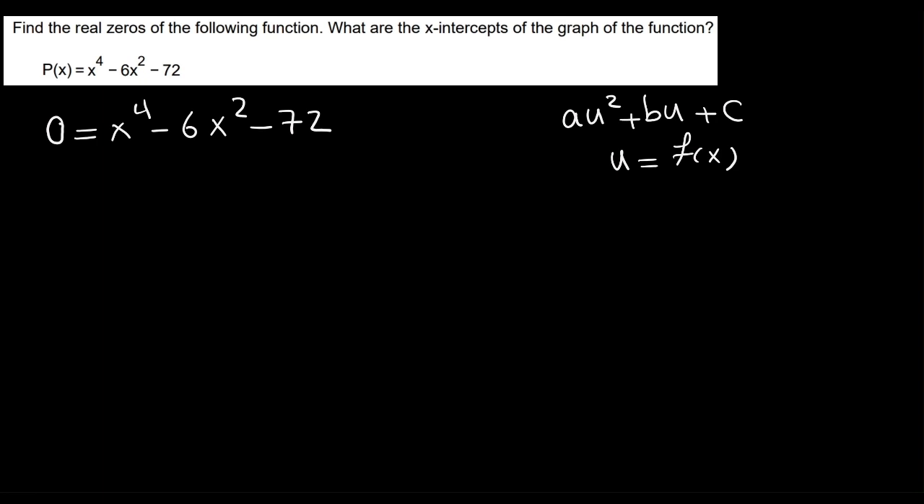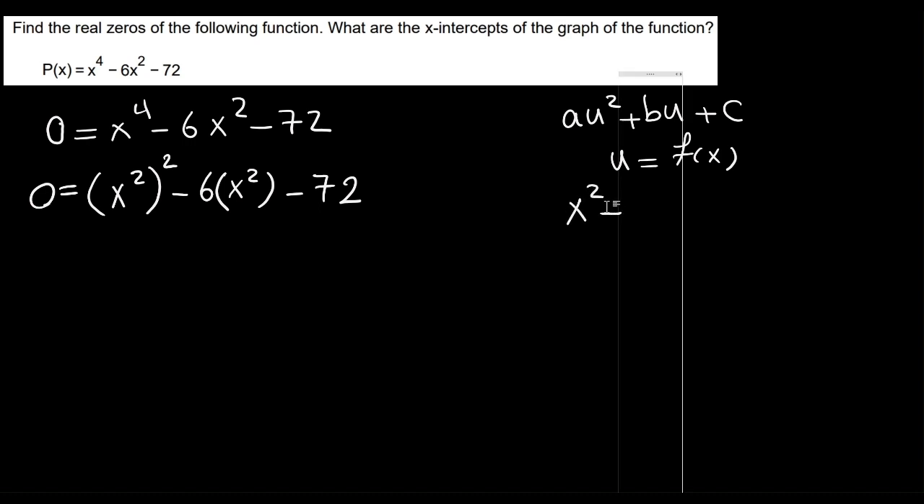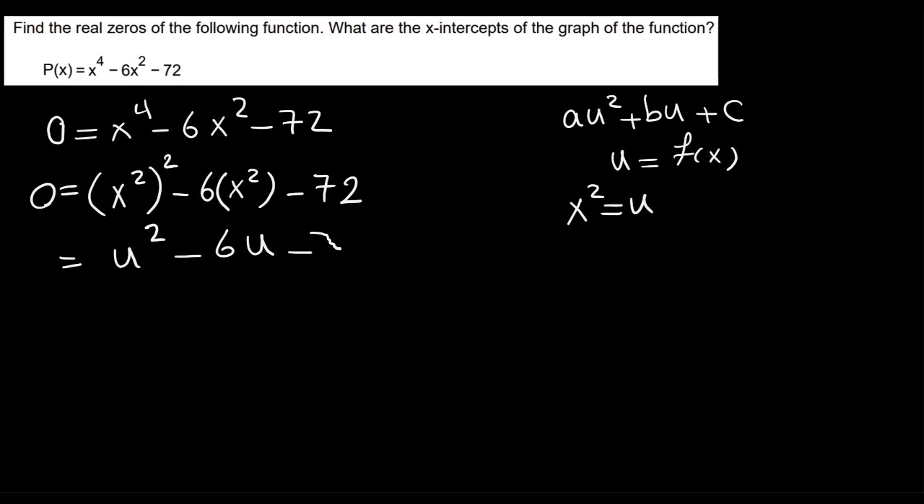Now we want to rewrite the equation to see u squared and u instead of x to the power 4 and x squared. I can rewrite x to the power 4 as the square of x squared. And here we have x squared minus 72. Now you see I have u squared minus 6u minus 72. So if I set x squared as u and rewrite my equation in terms of u, you see that it's u squared minus 6u minus 72.